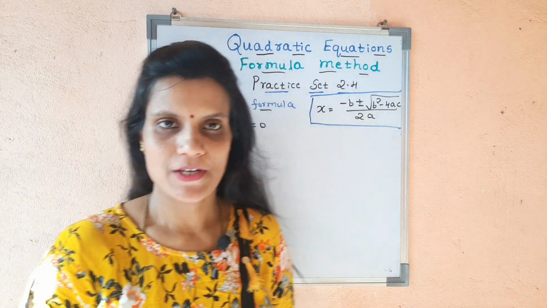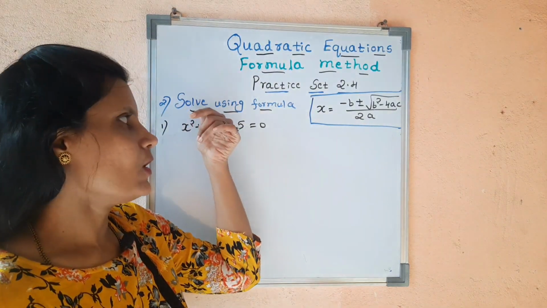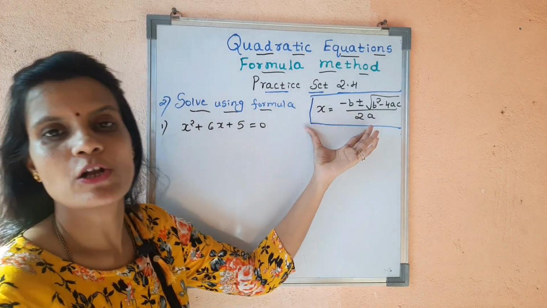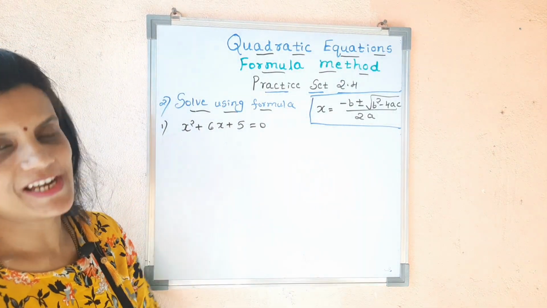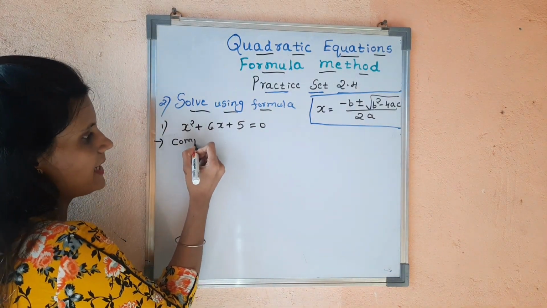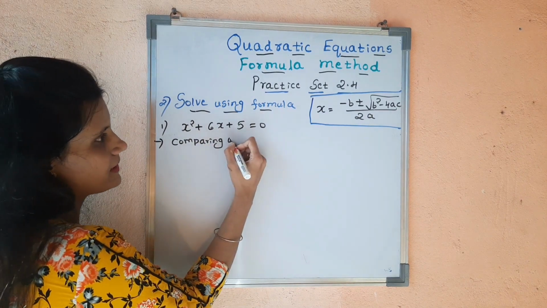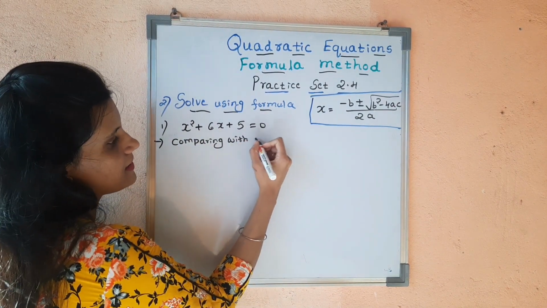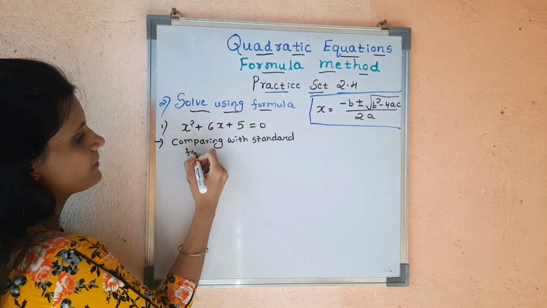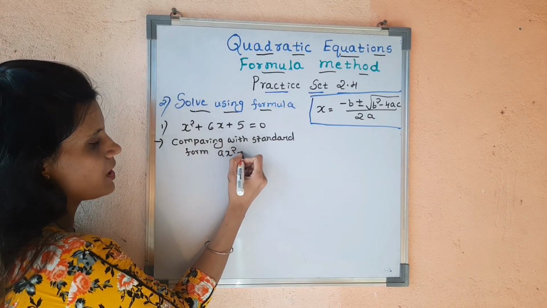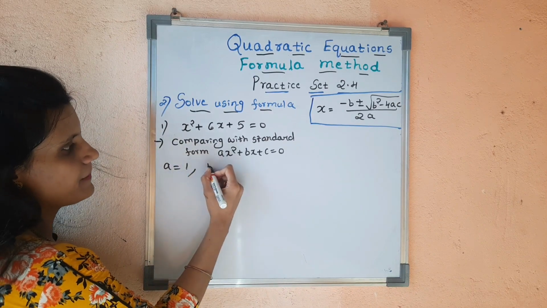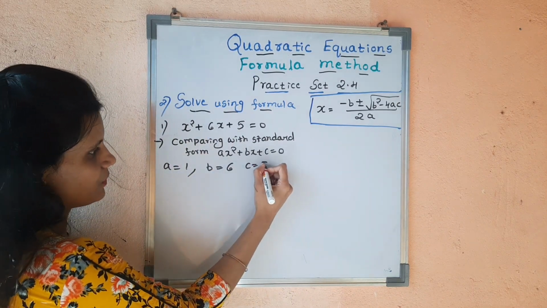Let us now solve your second question, that is, solve using the formula. I have written the question, x square plus 6x plus 5 is equal to 0. I have also written the formula on the side. So let's start. The first step you have to do is comparing with the standard form or general form. We know the standard form, ax square plus bx plus c is equal to 0. We get a is equal to 1, b is equal to 6 and c is equal to 5.